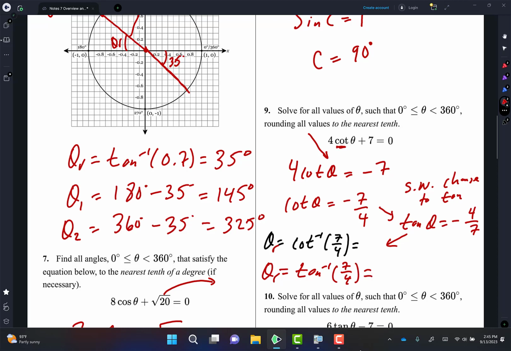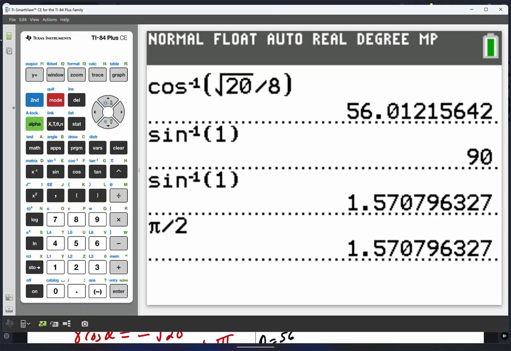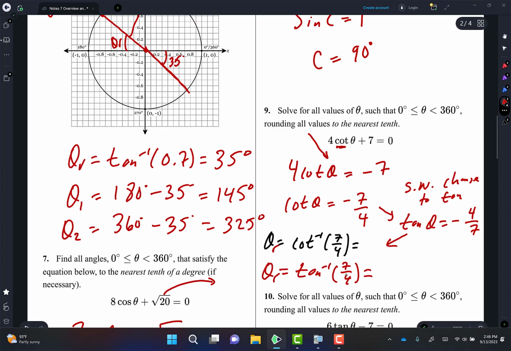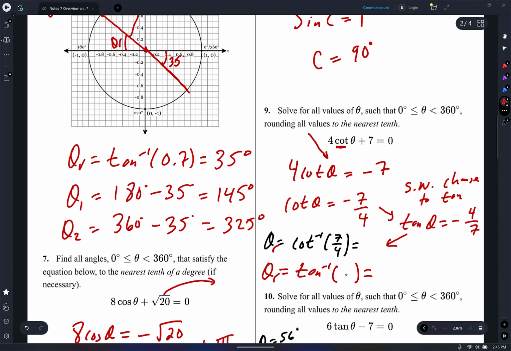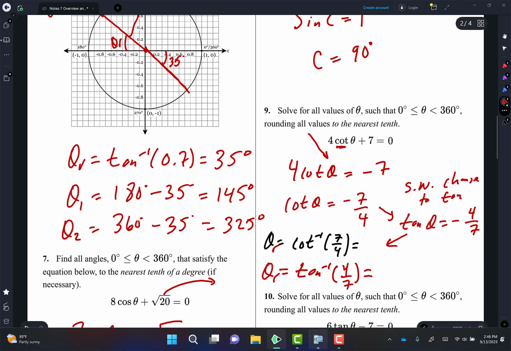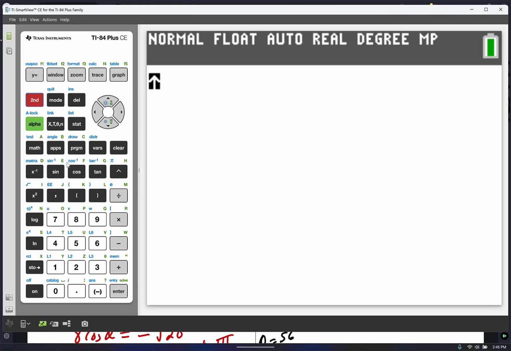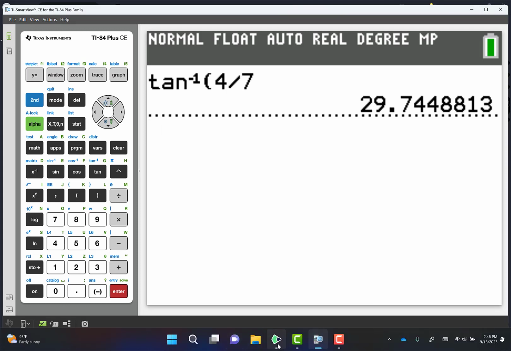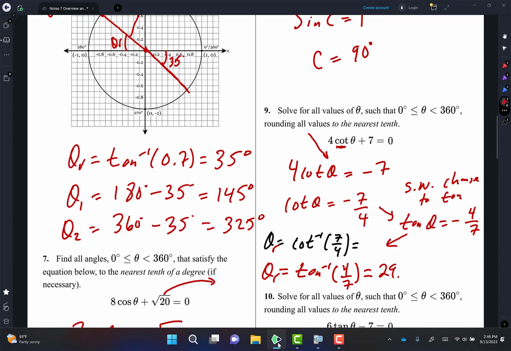So what's my reference angle? I take my calculator and I go arctan of 7/4. Did I do that right? Or is it 4/7? Yeah, I couldn't remember. Yeah, 4/7. Man, I knew something felt wrong. Let me do it again. Second arctan 4/7. All right, 29.74 degrees, 29.7 degrees. So I'm going to write 29.7 degrees.